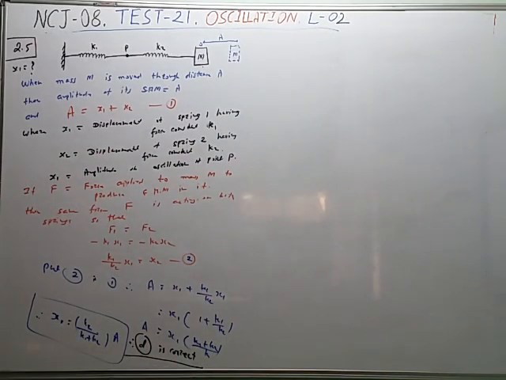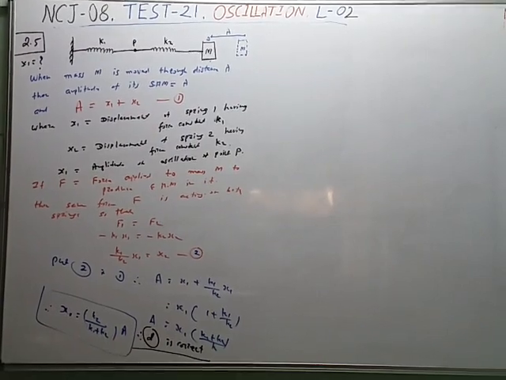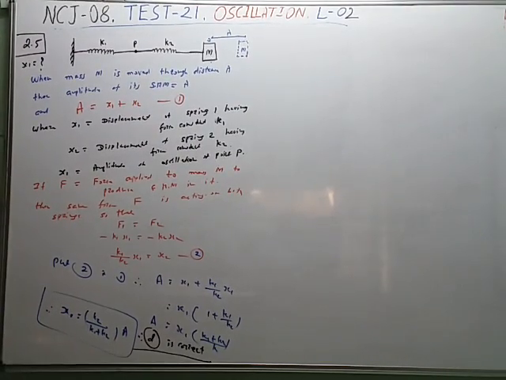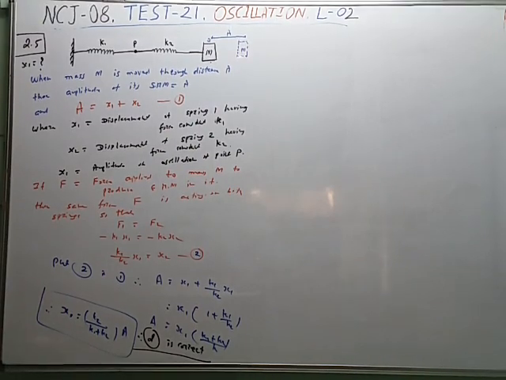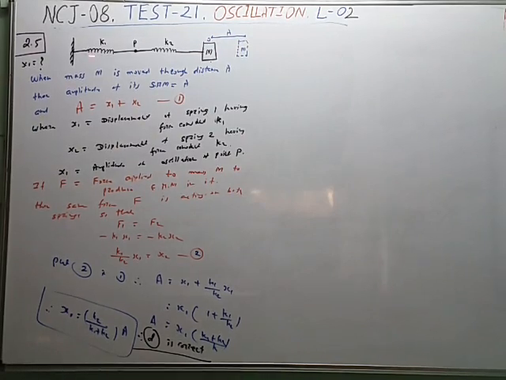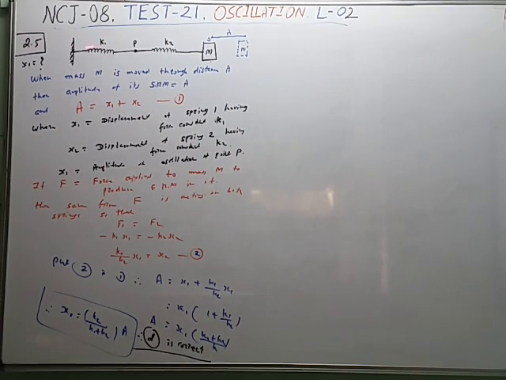So this is the mean position of the block M. When it is pulled through distance A, then A is the amplitude. The distance through which the block is pulled from mean position is called the amplitude. So the two springs will also extend. This first spring will extend by X1, second spring will extend by X2, and X1 plus X2 is equal to total displacement A. So this is one relation between X1 and X2.